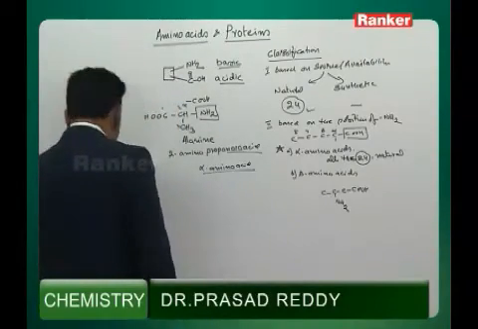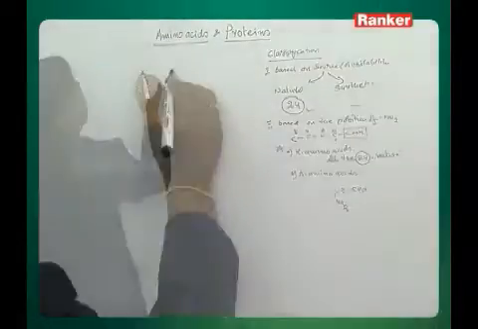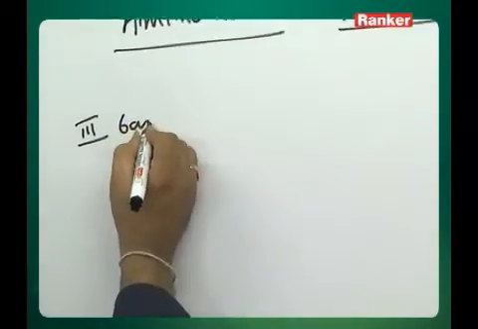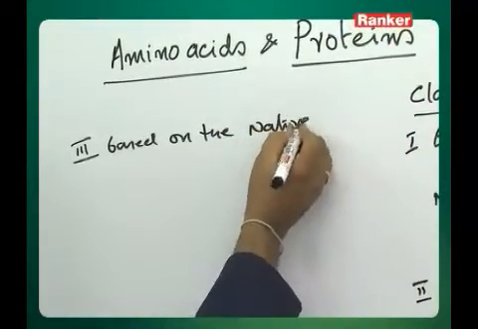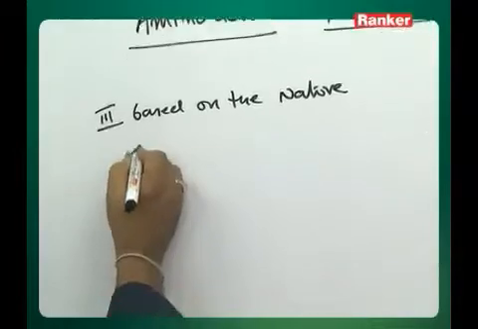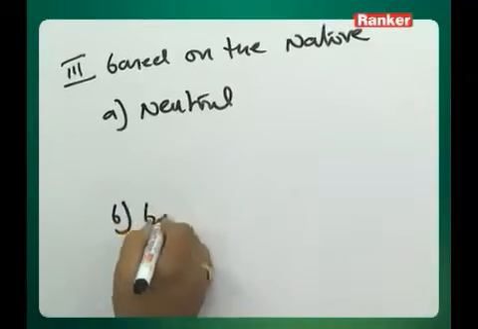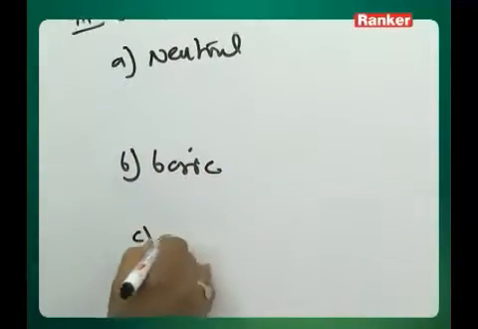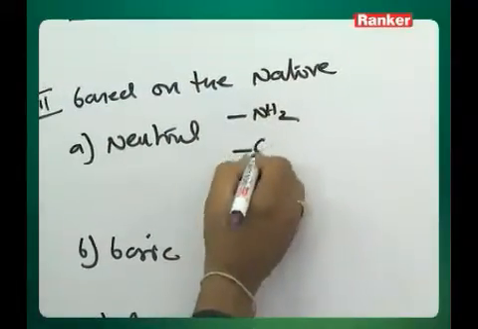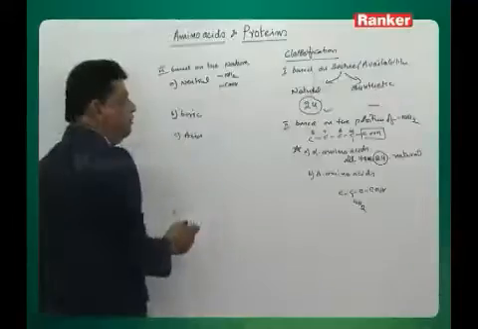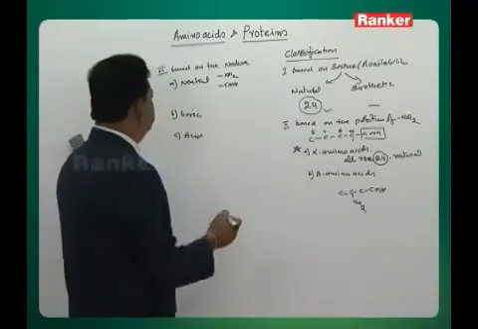In a similar way, you can classify the amino acids into two more classes also. The third variety is based on the nature of the amino acid function: neutral, basic and acidic. In general, if one NH2 group and one COOH is there, the acidity and basicity cancel to some extent and the amino acid behaves as neutral.